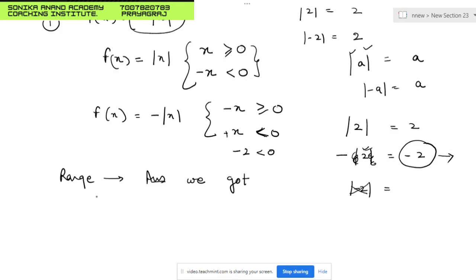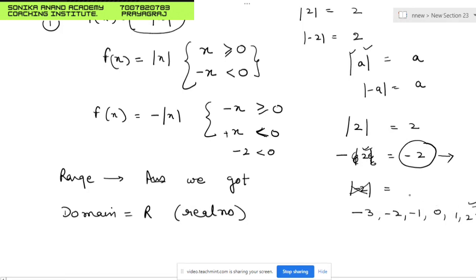So here for this question, you simply write for the domain, all the real numbers. R means all the real numbers. What are real numbers, Ritika? That means minus 3, minus 2, minus 1, 0, 1, 2, 3, rational numbers and irrational numbers. Yeah, everything is a real number. So any value can be its domain.